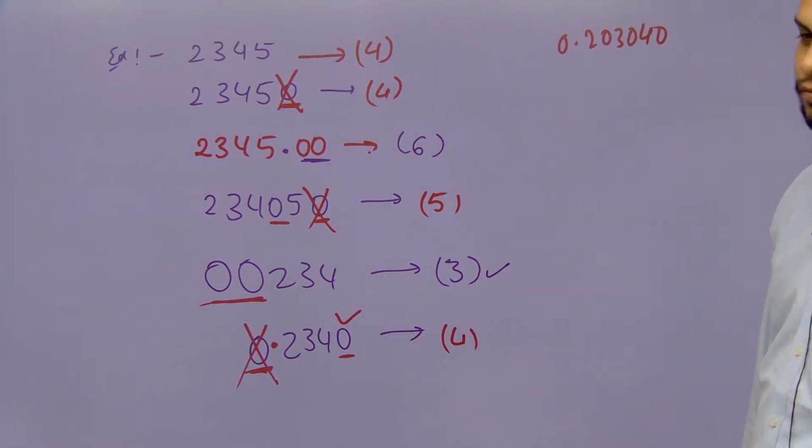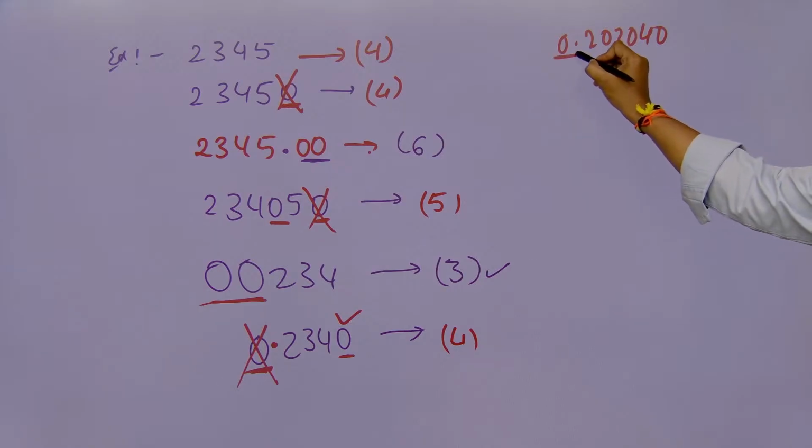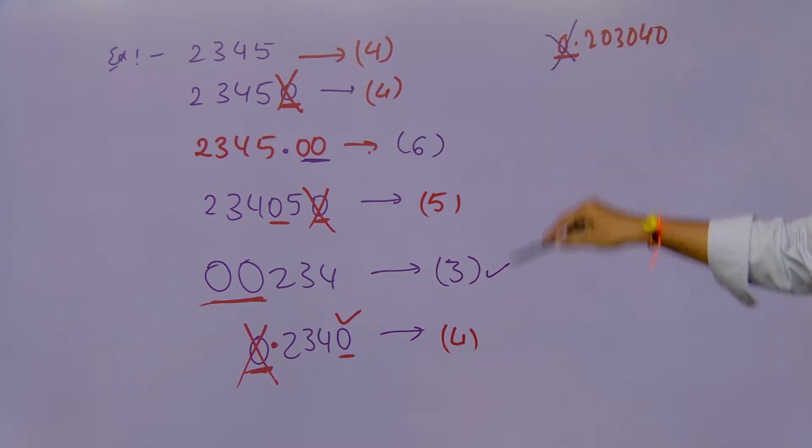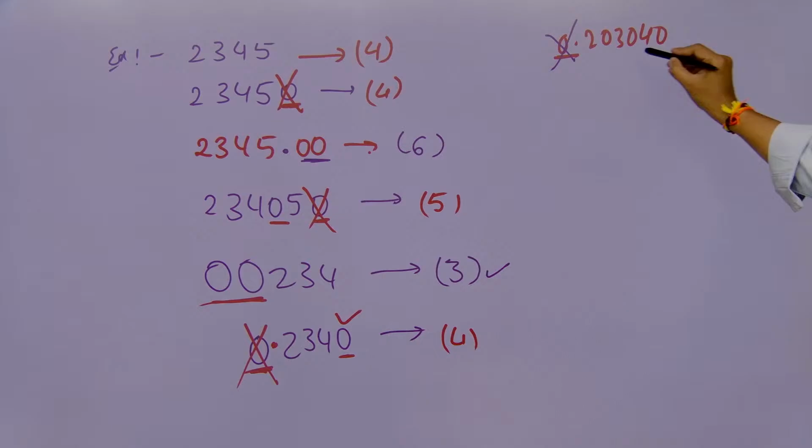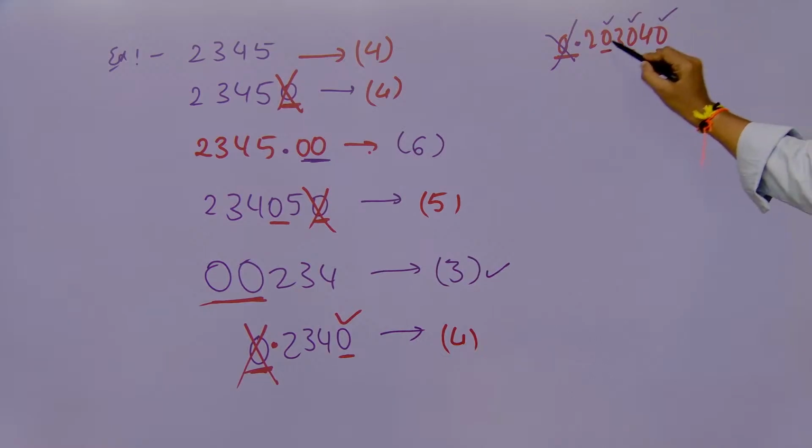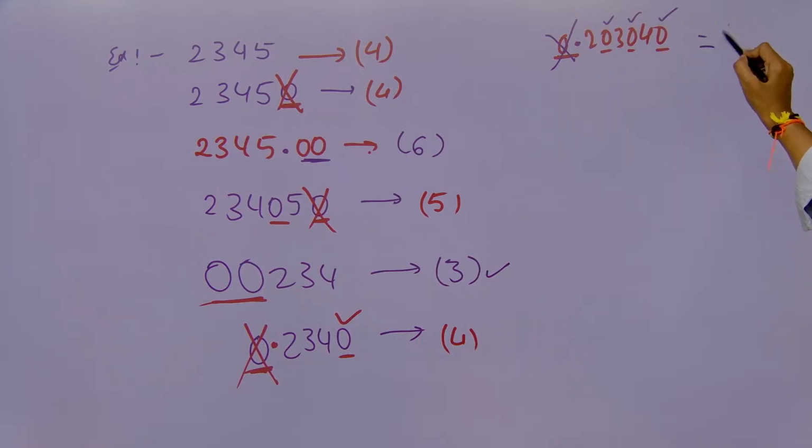For suppose I'll take like this 0.203040. 6. Is it trailing 0 or leading 0? Leading 0 is always not significant. These are trapped zeros. Trapped zeros are significant. And this is trailing 0. With decimal or without decimal? So it is also significant. So total this numbers is 6. Are you clear up to here?